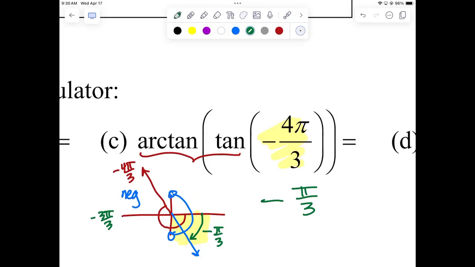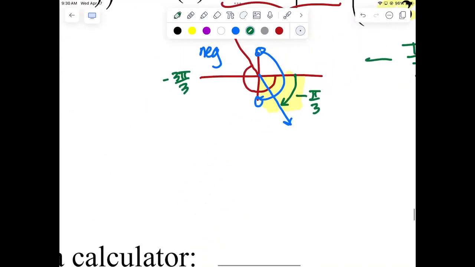Comments or questions on that one? How come we do the opposite instead of the flip? Wait, what do you mean the opposite instead of the flip? Like going diagonally instead of flipping it to the positive side? Oh, let's talk about that.